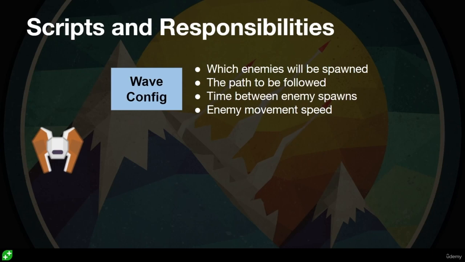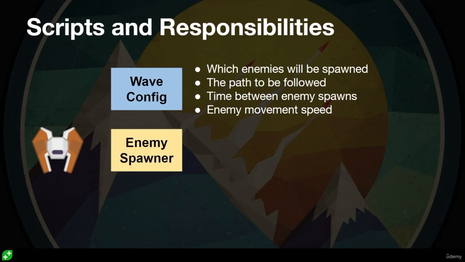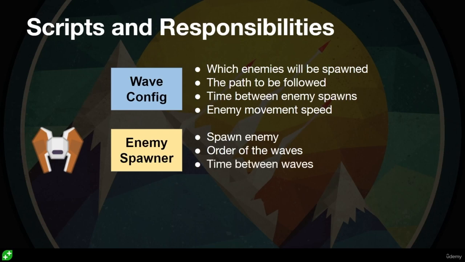Because all of this is contained within scriptable objects, we're going to need some scripts to actually use this data. And the first is going to be the enemy spawner. This, unsurprisingly, is going to spawn the enemies into our game at the start of the path, but it's also going to dictate the order of the waves. So if we have multiple waves in our game, which we certainly will do, it's going to tell us which one to generate first, and then which one to generate after that one has finished. And finally, it's going to be in control of the time between those waves.